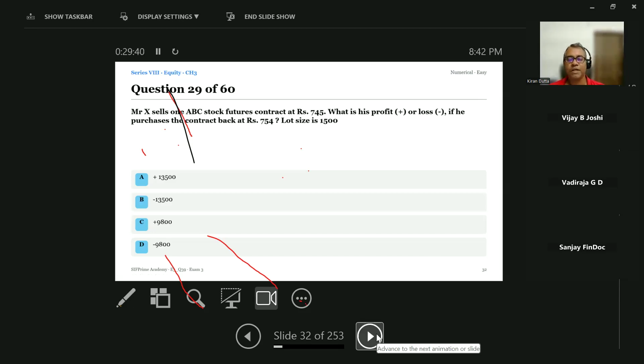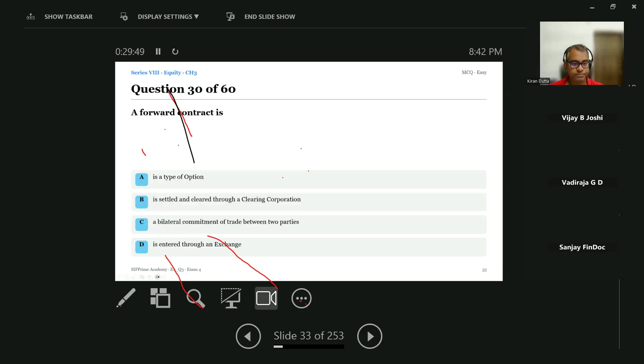First, you determine whether you're making a profit or a loss. Then the calculation becomes very easy. Forward contract is, let's discuss this again.